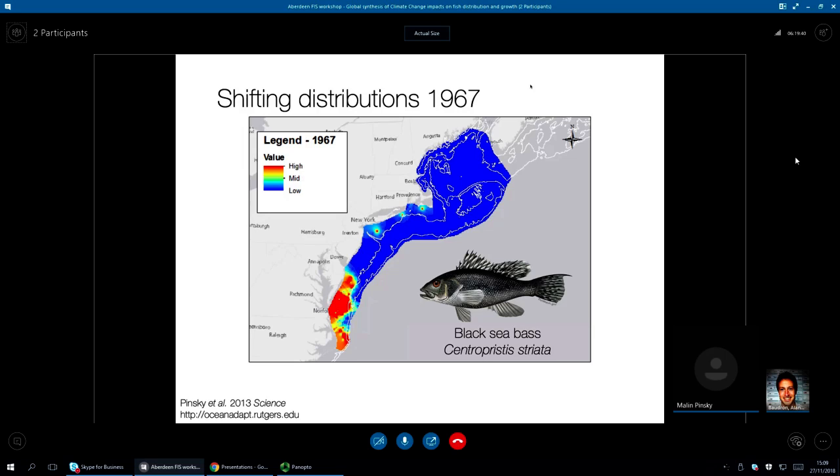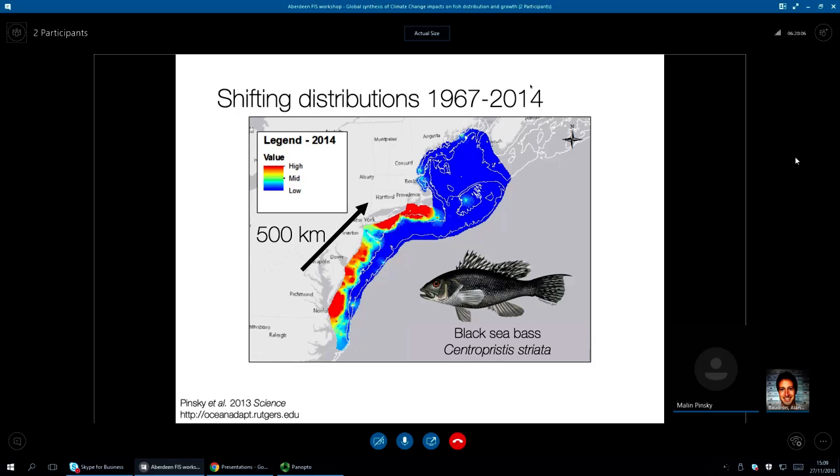So if we just use the Northeast US as an example, with Canada up top and North Carolina down the bottom, it's about a 1,200 kilometer section of coastline we're looking at here. In this case, red shows high biomass of black sea bass. This was 1967 from the Northeast Fisheries Science Center bottom trawl surveys, and then this was 2014.